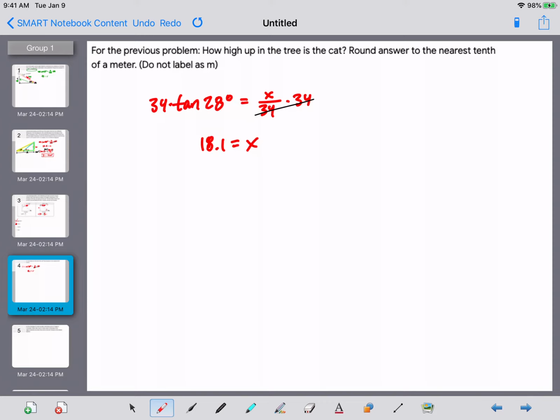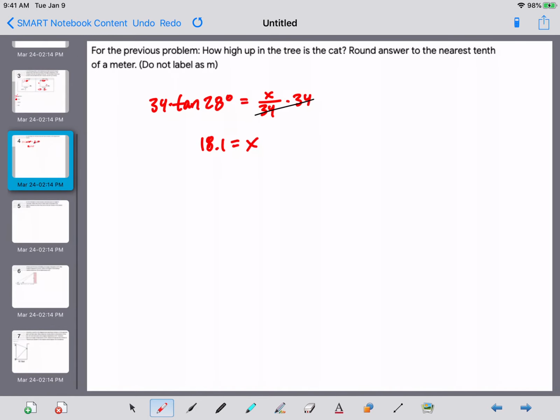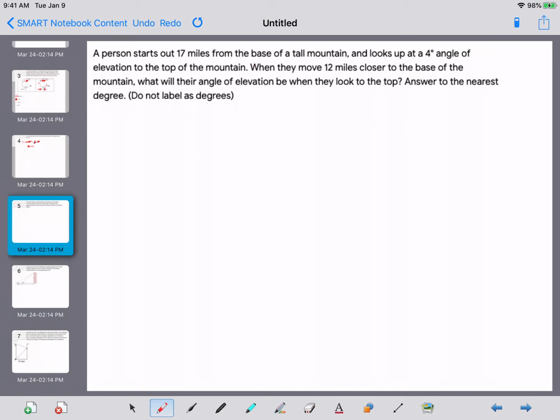All right. So next we're going to get into those challenging questions, and these are pretty tough. So if these were the ones you've struggled with, I understand they are difficult. The first one says a person starts out 17 miles from the base of a tall mountain and looks up at a 4-degree angle of elevation to the top of the mountain. When they move 12 miles closer to the base of the mountain, what will their angle of elevation be when they look to the top? Answer to the nearest degree.